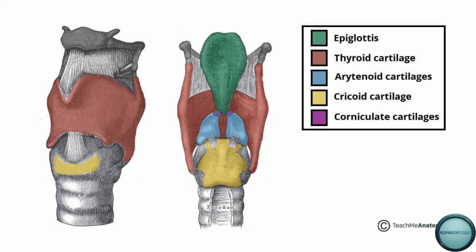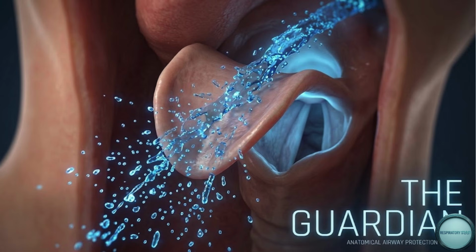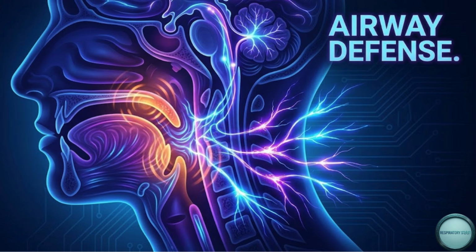Structurally, it looks like this. You have the thyroid cartilage, the arytenoids, and the cricoid, but the MVP is the epiglottis. This leaf-shaped cartilage acts as a shield, closing over the airway during swallowing so you don't aspirate. And remember, this area is wired for defense. Stimulation here triggers the gag reflex or laryngospasm. You have to respect the reflexes.